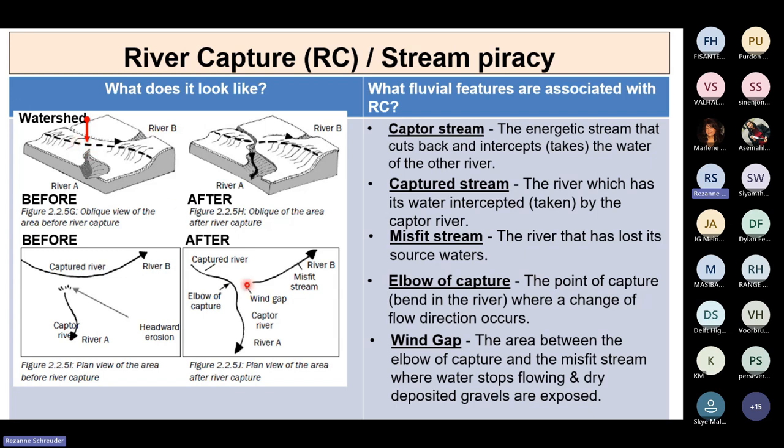Now, grade 12s, you can think for yourself that if this captor river takes water from this river, it's strong enough to erode through a mountain, takes the water and has its own increased velocity. What's going to happen over here? This river has lost its source of water. So this river will dry up. Areas along this river won't have any agriculture anymore. They won't have a source of the river. They will have an increase in finances in getting water to this area over here.